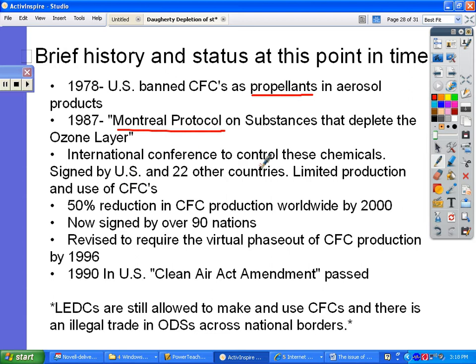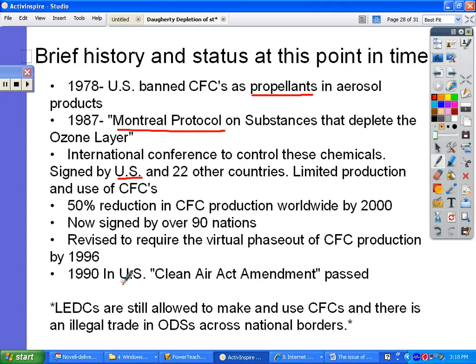It says it was an international conference to control these CFC chemicals. It was signed by us and 22 other countries, and the idea was to limit the production and use of CFCs. Once we signed it, there was a 50% reduction in CFC production worldwide by the year 2000. It's now been signed by over 90 nations. And then it was revised to require the virtual phase out of CFC production by 1996 because some countries are still using them. We'll get to that in a moment.